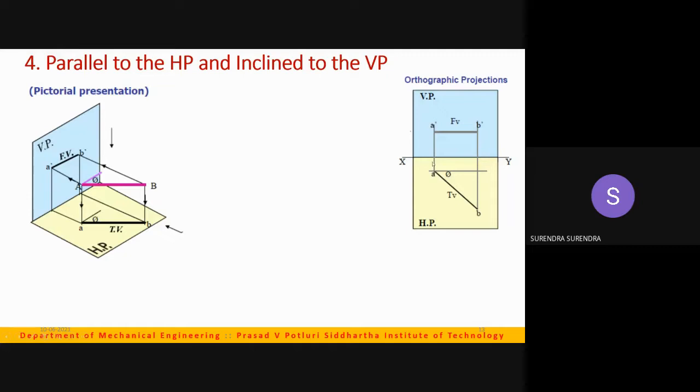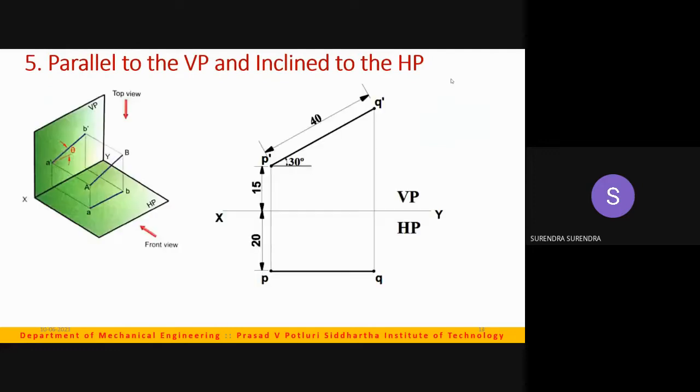In front view, projecting these points a, b, projecting these lines, we can identify the location of a dash and b dash. And if you observe, the line length AB is not equal to a dash b dash, because when the line is parallel to both the planes, see here. Just one more, I am showing later.